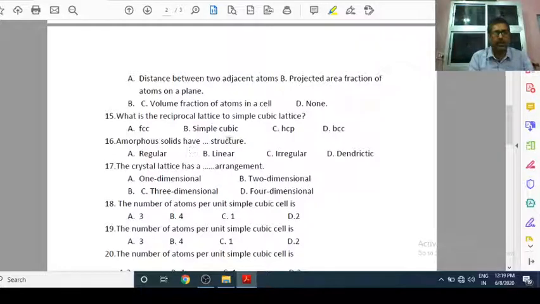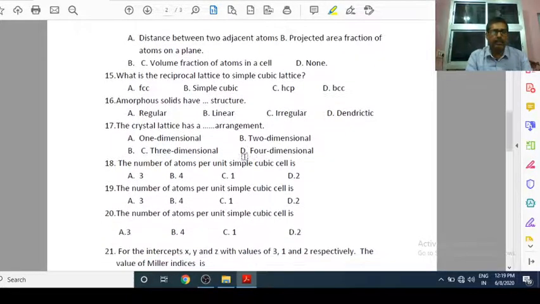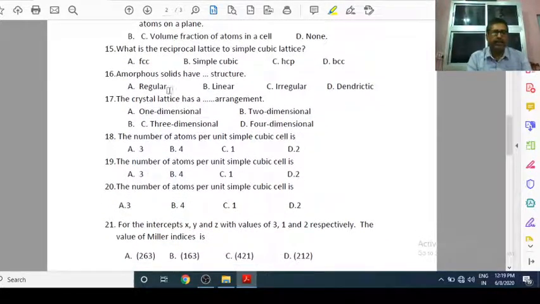16. Amorphous solids have an irregular structure, because in a crystal there are regular, periodic arrangements of atoms. The crystal lattice has a three-dimensional arrangement. Okay. Now the number of atoms per unit simple cubic cell. Next question is the number of atoms per unit simple cubic cell. These two are the same question by mistake. So you may leave one.